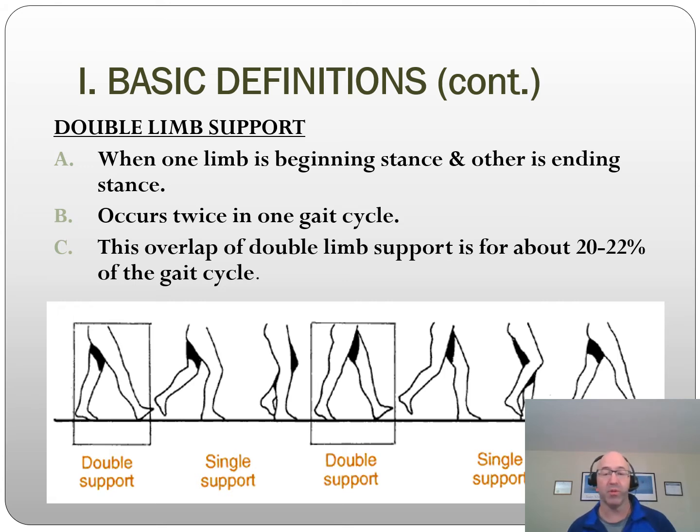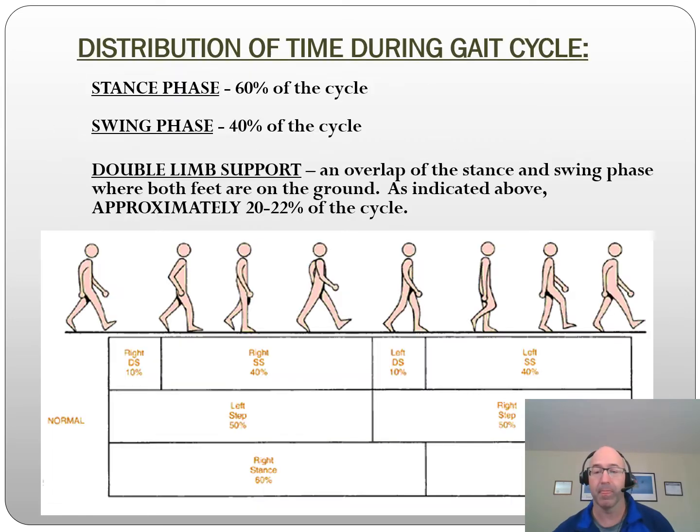So we have these two circumstances where this happens twice within one gait cycle. This overlap of double limb support is about 20 to 22% of the gait cycle. Looking at the other phases percentage-wise, the stance phase overall accounts for 60% of the cycle, whereas the swing phase is about 40% of the cycle. So it's important to know that we spend more time with the feet touching the ground than we do swinging through the air. As mentioned, double limb support is the overlap of the stance and swing phases where both feet touch the ground at the same time.